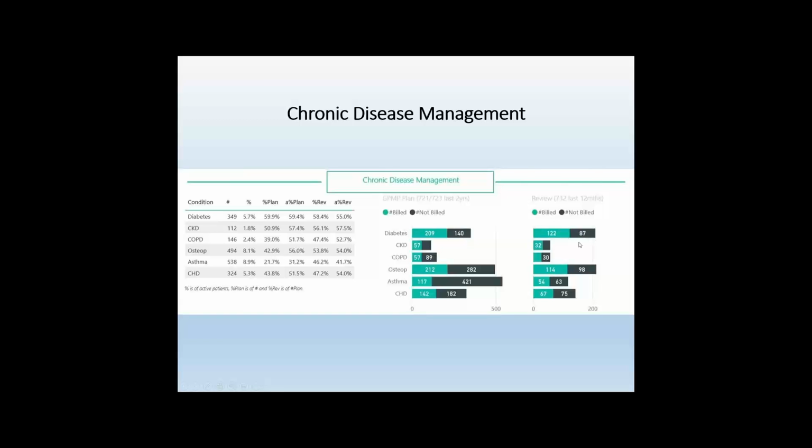And over again with the reviews, we're looking further into those 209 who were billed for a GPMP in the last 2 years, and we're saying how many of those were also billed for a review in the last 12 months. So there were 122 who had a review in the last 12 months and 87 who didn't.